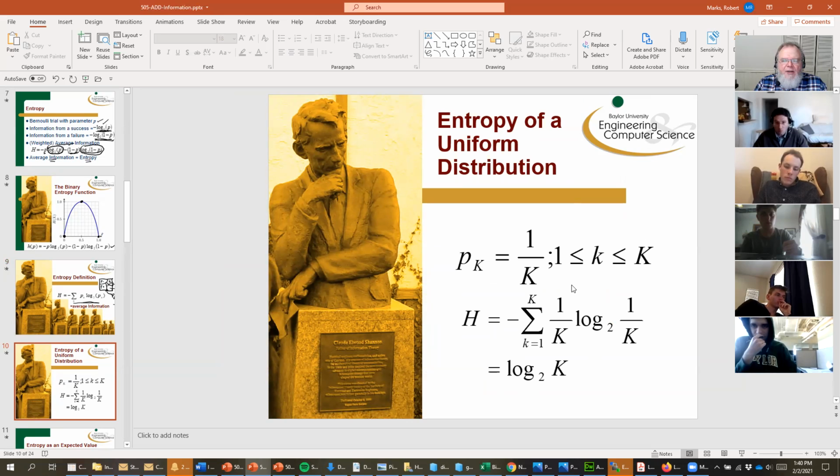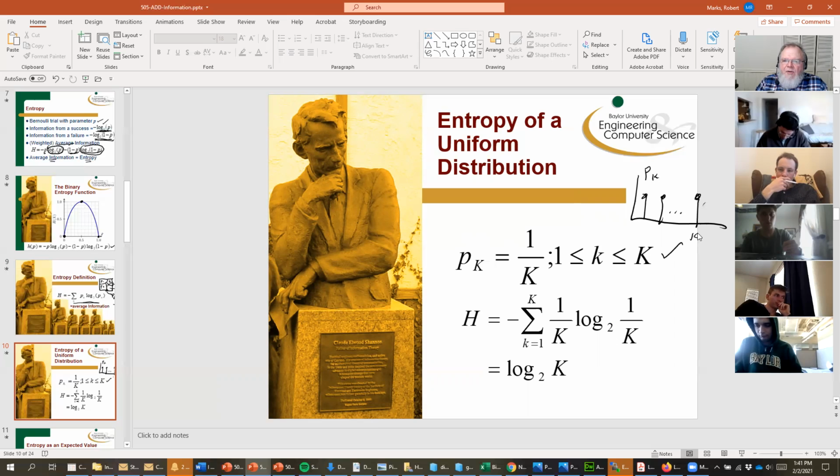Okay, here is the entropy of uniform distribution. Uniform distribution is equal to 1 over k. So it looks like this for a discrete distribution. And if there's k values and each one is equally probable, then each one of them has a probability of 1 over k. So the probability of each one is 1 over k. And then if we perform this summation, we get the summation of k is equal to 1 to k of the probability times the log 2 of the probability.